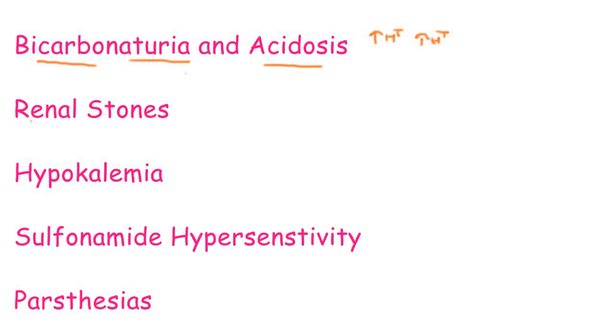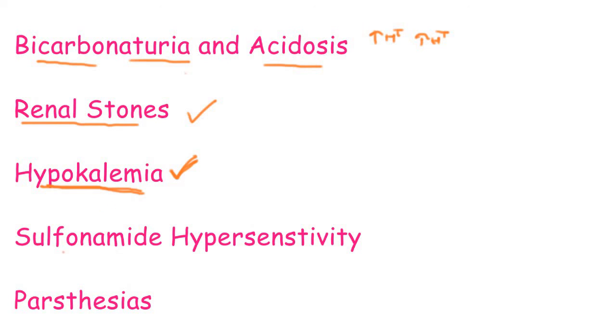The second complication is renal stones. See guys, whenever there occurs an increased pH within the urine, which is actually happening due to increased bicarbonate loss, it would increase the risk of stone formation. The third side effect is hypokalemia. I will explain why hypokalemia occurs with the use of diuretics in my subsequent videos.